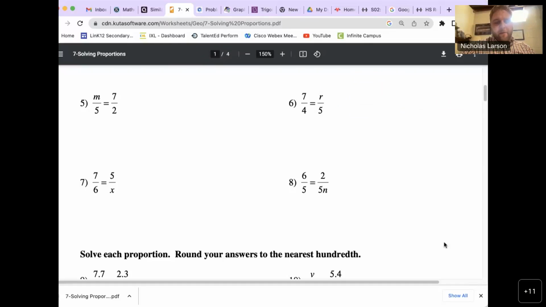Hi, Corbin. Welcome. We're practicing solving some proportions right now. We're working on number 7 and number 8.